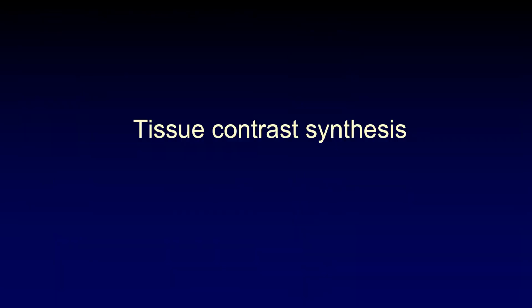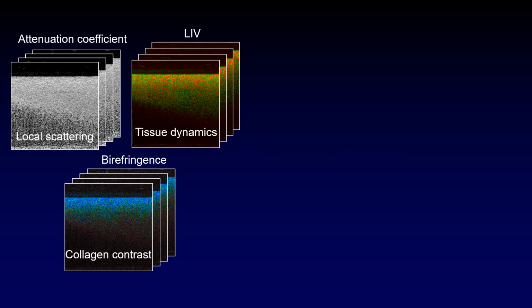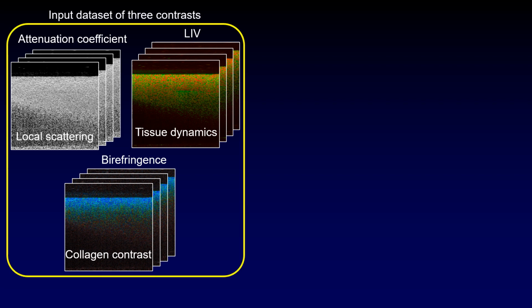While working on the study, we found that the different optical contrasts reveal several tissue properties. Therefore, we may require a synthesized tissue contrast that may represent all the tissue properties at once. So what we need is tissue contrast synthesis. Our approach for tissue contrast synthesis is to apply principal component analysis to the dataset that contains all the original optical contrasts such as attenuation coefficient, LIV and birefringence.